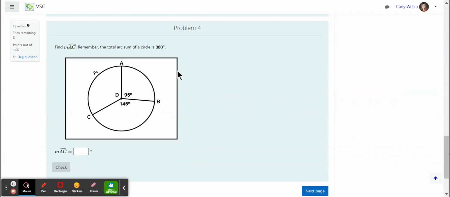All right, and then the last one, we know these two pieces. So remember that a full circle is 360. So I can take 360 and subtract the two that I know, so minus 95 minus 145. And then the remainder is the measure of arc AC.